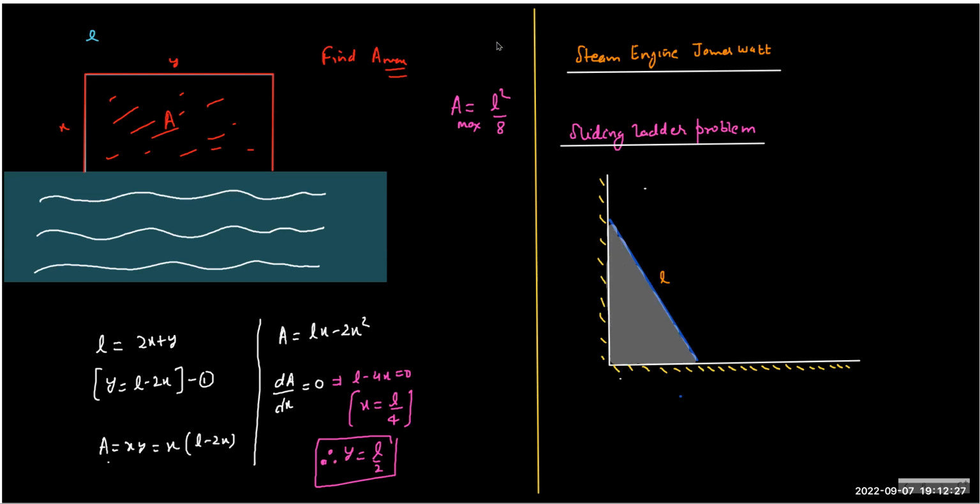As the ladder slips, this area will change. So can you tell me the value of x and y at which the area becomes maximum? Find x at which A becomes maximum. So solve using calculus. Of course, we can solve in multiple ways, and you can also solve it by common sense.